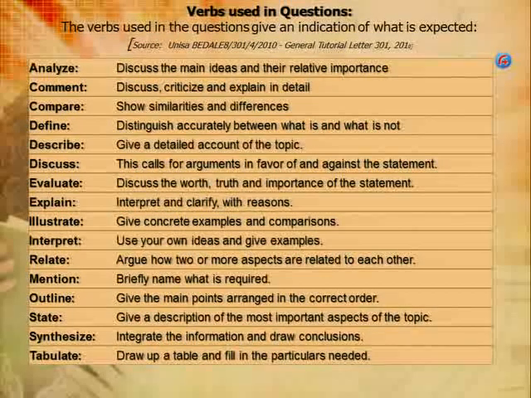Okay, illustrate means you have to basically paint a picture with words. You have to give examples. You have to make it clear to a person.